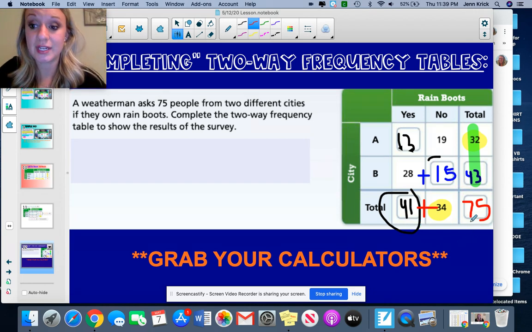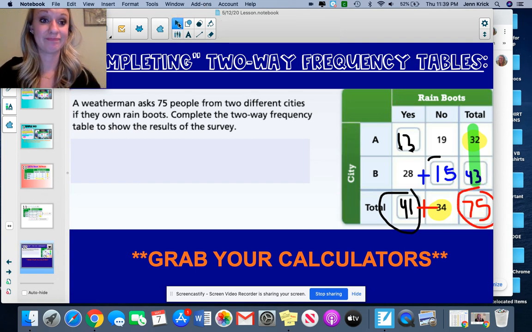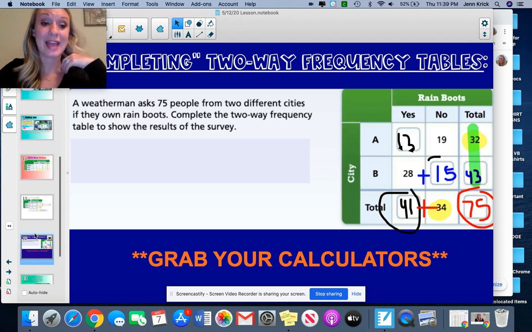So I know that I did this correctly, and you can double check your work. Make sure that when you add going down, you get your total. You can add across, total, and then your grand total is 75. And you did it. Okay, that's going to be a big part of your assignment later. So if you need to rewatch that portion, you might want to.